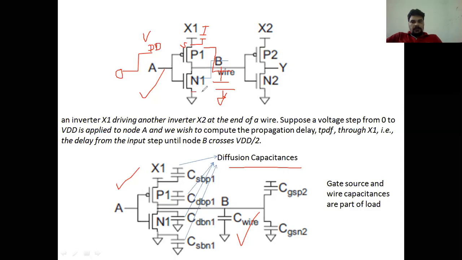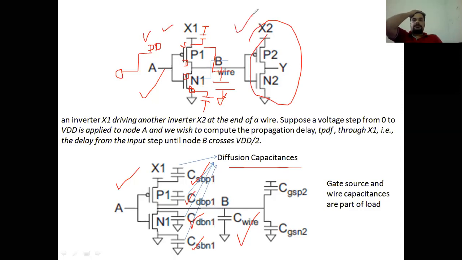For the NMOS, there is also a diffusion capacitance between the source and the body terminal, denoted by VSBN1, and for the PMOS, VSBP1. And there are two more diffusion capacitances. This is the drain terminal, between drain and body of PMOS and NMOS. So these are the four diffusion capacitances that we considered. This is the driver. This is the load.